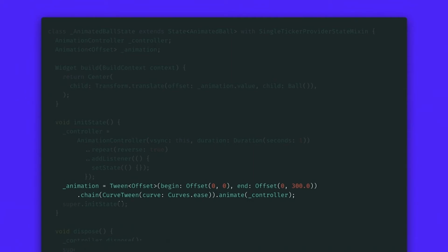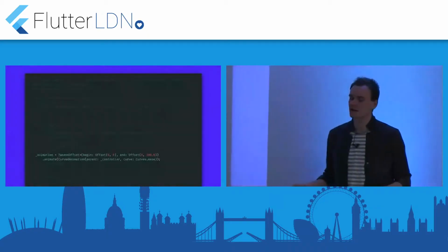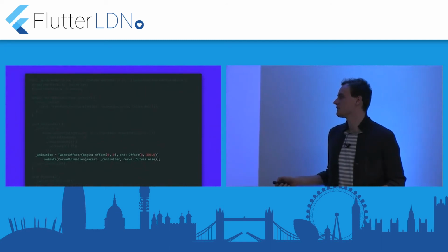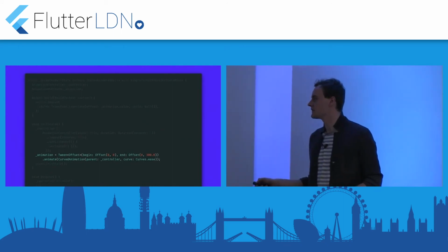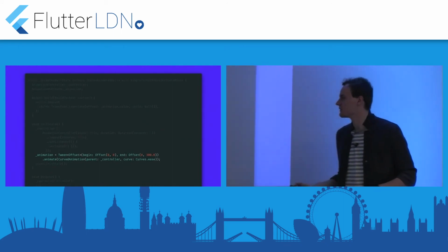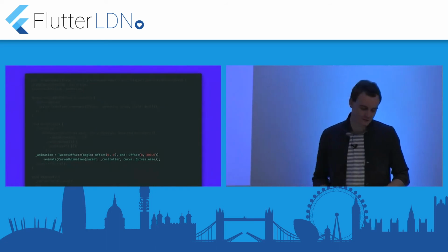And you also have another approach of achieving the same. You could also call tween dot animate. And instead of using the curve tween, you can use the curved animation, which more or less does the same for you. Instead of taking just the curve and being chained with another tween, you use the controller as a parent, and then also set your curve there.